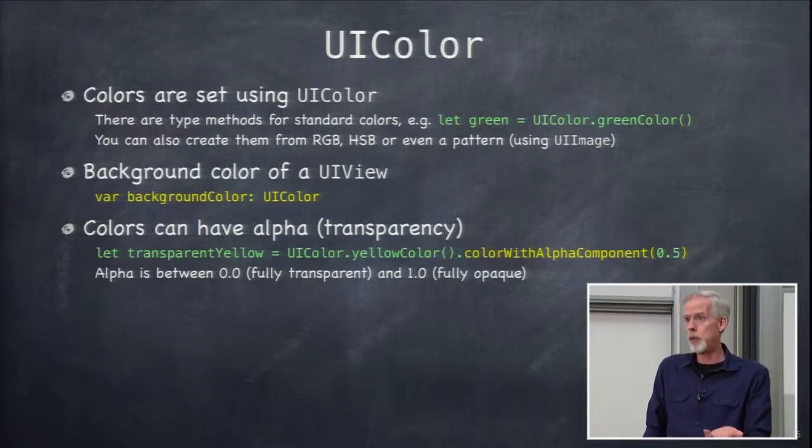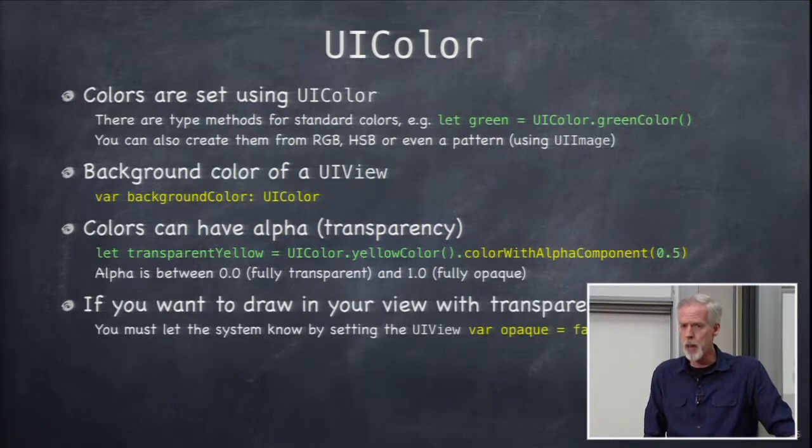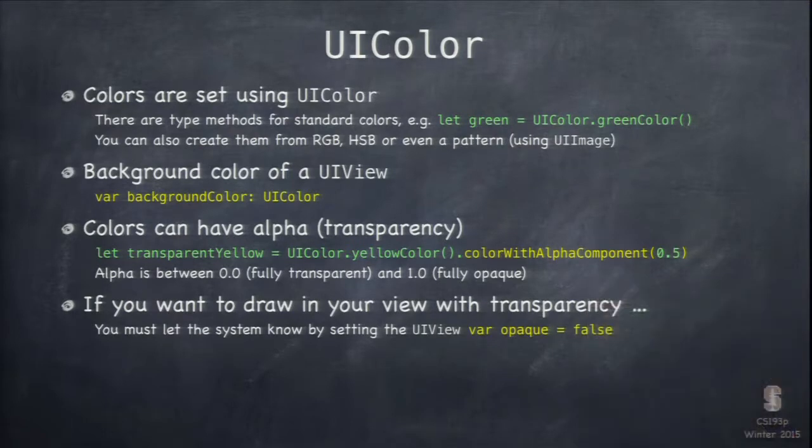And you can draw in your view with these transparent colors, okay, using these Bezier paths. However, if you draw in your view with transparency, you must tell the system that you are going to do that. And you do that by setting this property on your UIView called opaque to false.